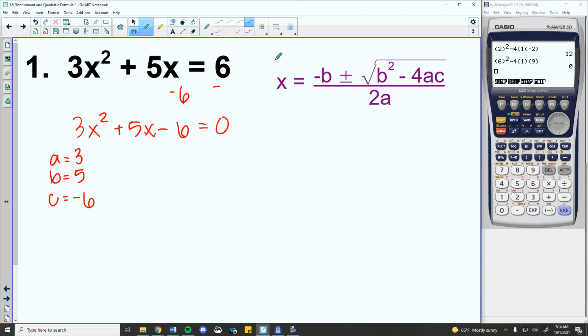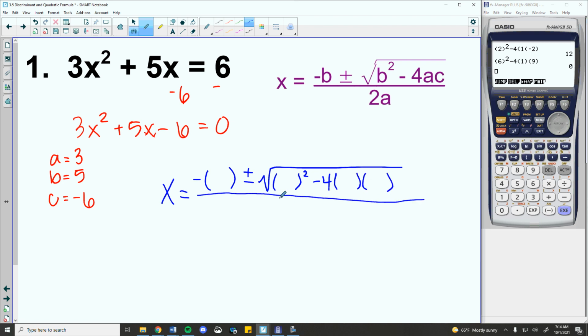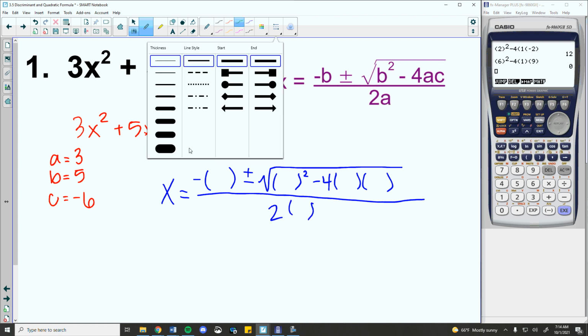Now, whenever you're plugging into your whole quadratic formula, we're going to write it out leaving parentheses for all of your variables. So that would be -b plus minus the square root of b squared minus 4 times A times C, all over 2A. And from here, all we're doing is plugging in our A, our B, and our C.